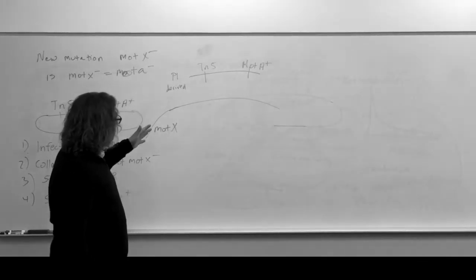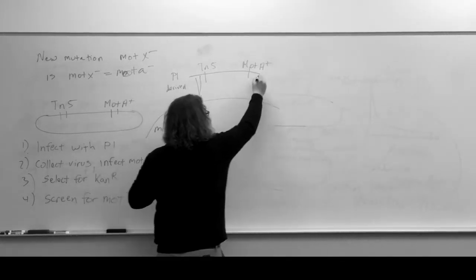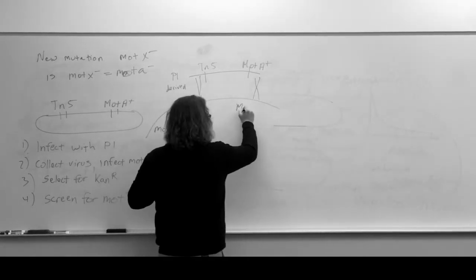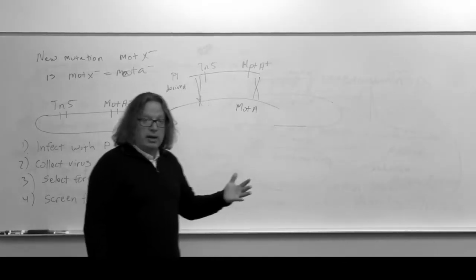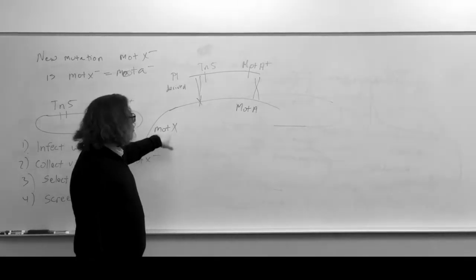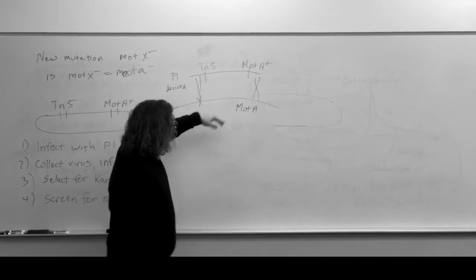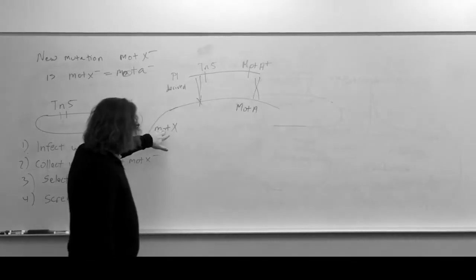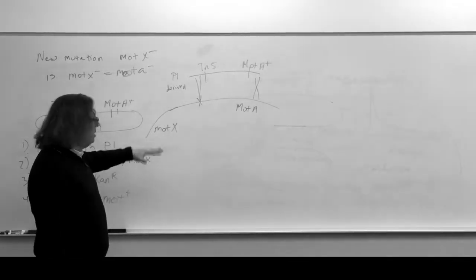In this context, we can get Tn5 MOT A recombination into the target cell, but we're never going to get a restoration of motility because MOT X is far away from this locus. So this recombination event is simply going to transfer MOT A plus with MOT A plus and not restore motility because it's not recombining out this gene of interest.